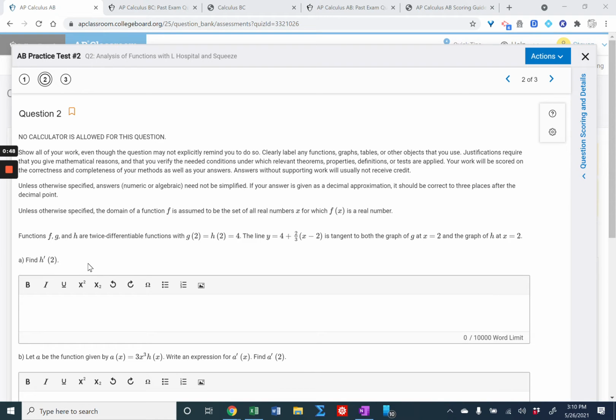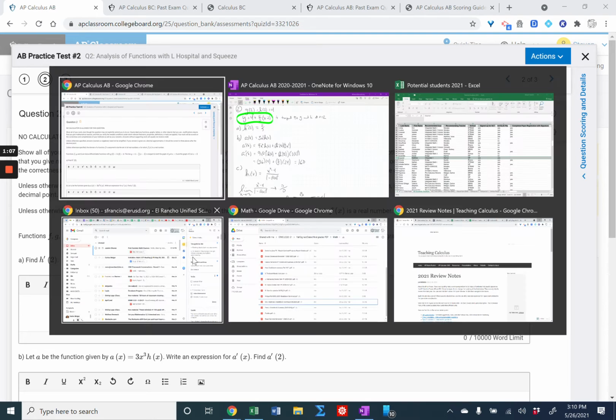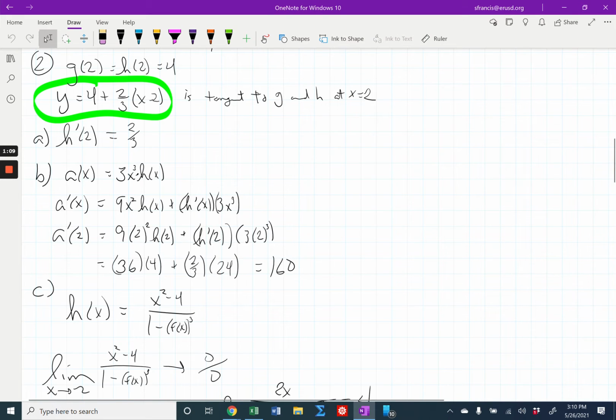A lot of you made a mistake and told me 4 for whatever reason. H of 2 is 4, as they told us, but not h prime of 2. H prime of 2 is the slope of the tangent line to the graph of h at 2. Then they gave us the tangent line right here. What's the slope? It's the 2/3 right there. So h prime of 2 should be 2/3, and that's it for part A. It should be an easy question, but a lot of you missed it for some strange reason.